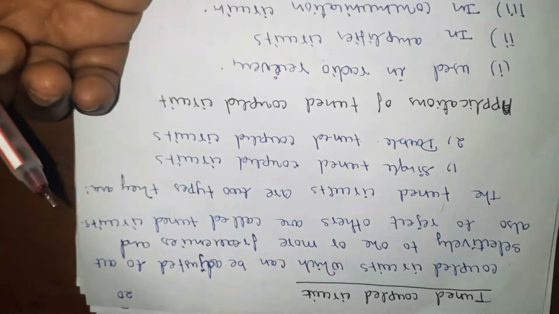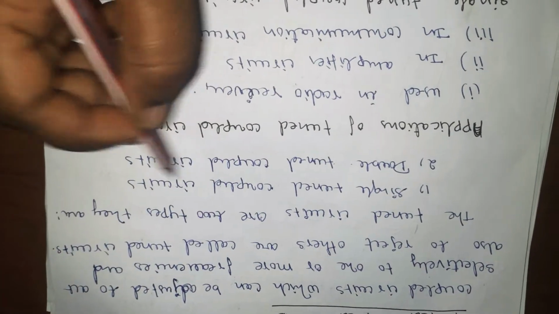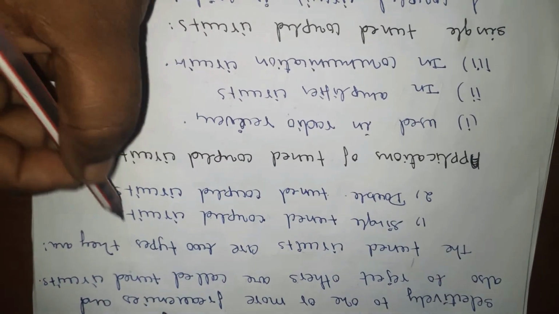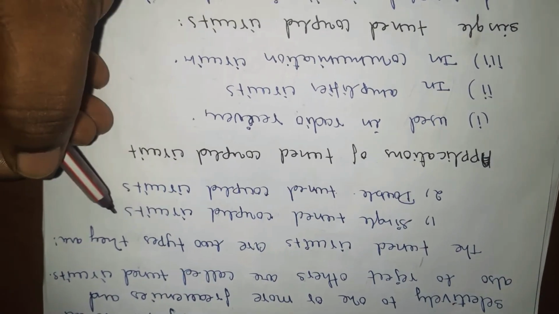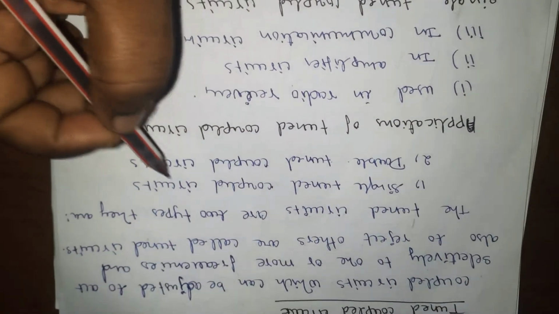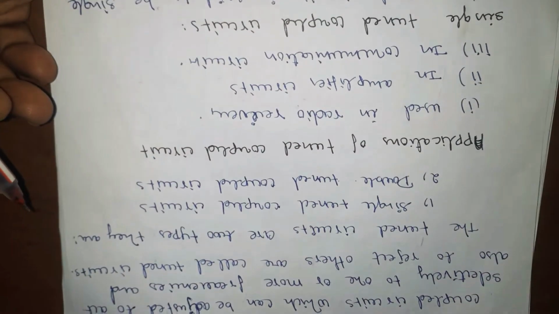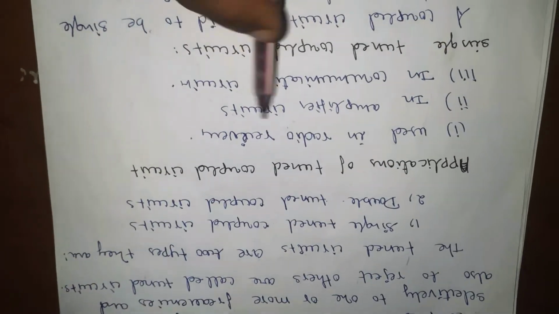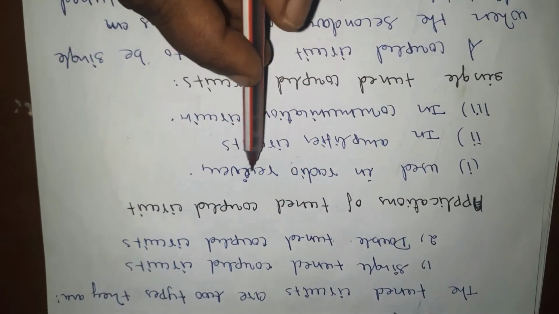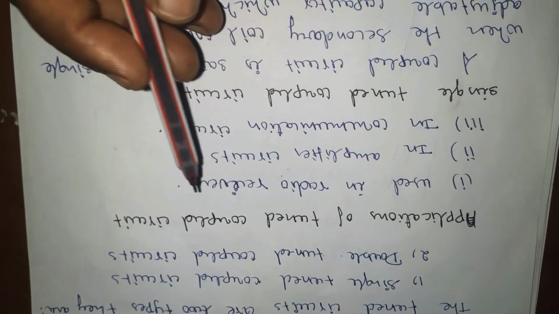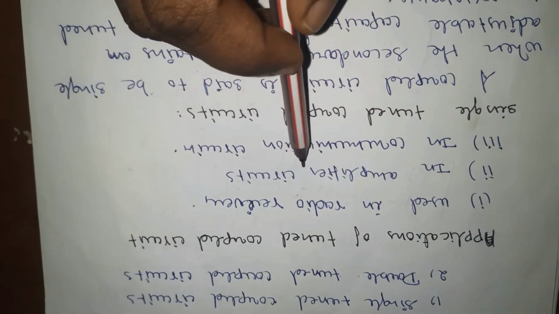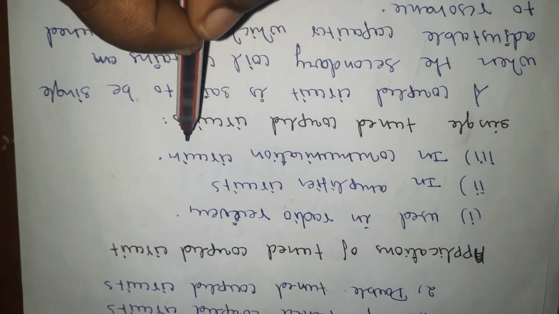The tuned circuits are classified into two types. One is the single tuned coupled circuit, the next is the double tuned coupled circuit. In a single tuned coupled circuit, the secondary side has a capacitor. If both sides have capacitor connections, that is a double tuned coupled circuit. Application of tuned coupled circuits: used in radio receivers, which select a specific frequency, in amplifier circuits, and in communication circuits.